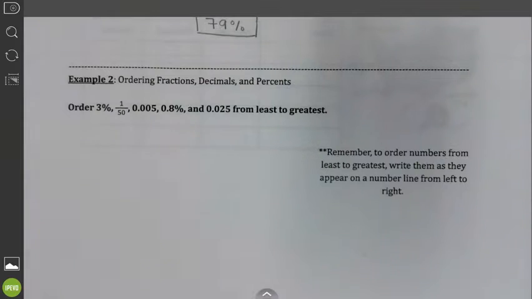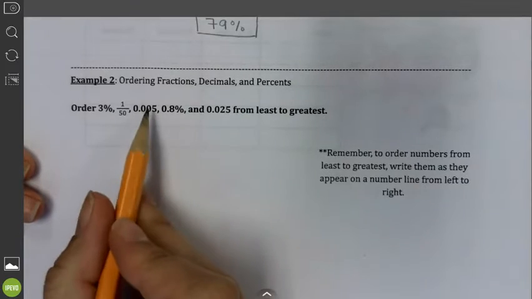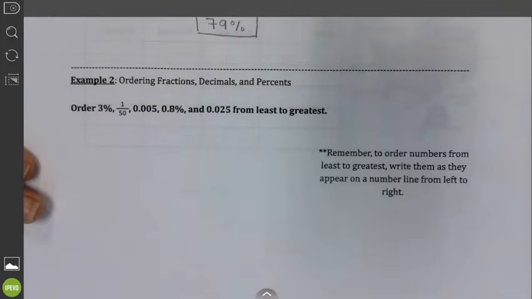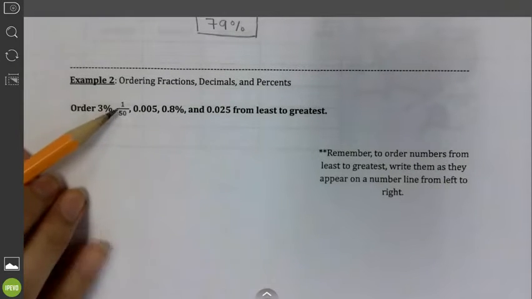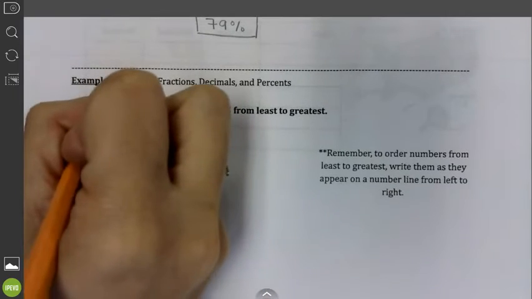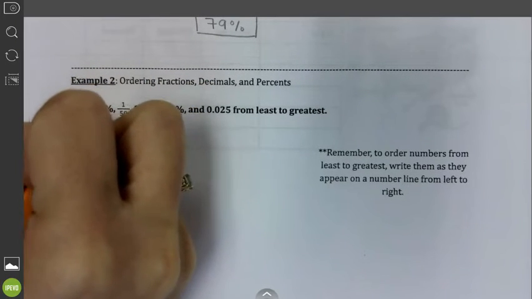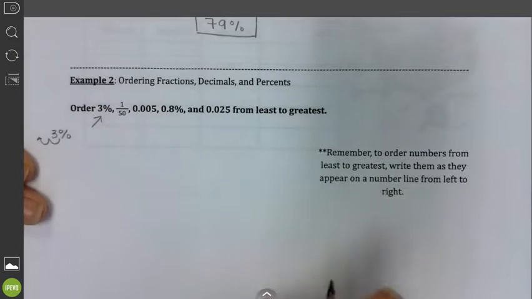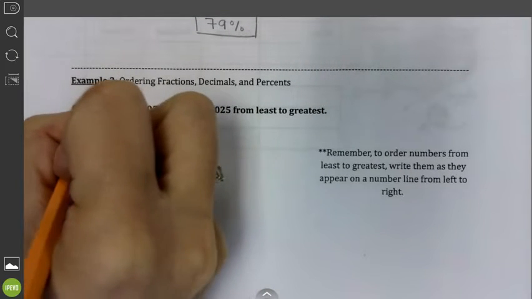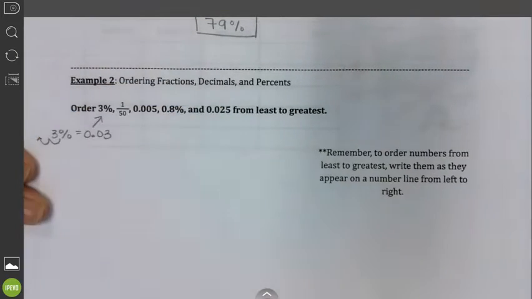Okay, example 2, we are ordering a whole range of numbers in different notations. So I am going to convert these all to decimals. I noticed that 2 of them are already in decimal form, and I want to avoid changing them all to fractions. So for 3%, I move the decimal point 2 spaces to the left, which gives me 3/100ths.